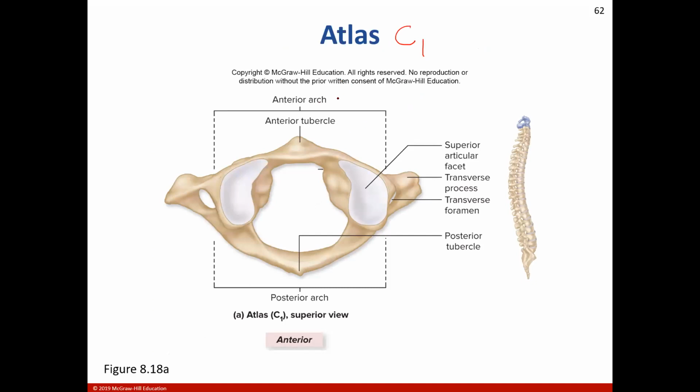So you have to know what's anterior and posterior. You don't have a vertebral body either. You have what's called an anterior tubercle, no vertebral body. It's the only one that does not have that, and it's replaced basically by the anterior tubercle. Now the posterior tubercle is posterior, of course, and there's no spinous process in the atlas.